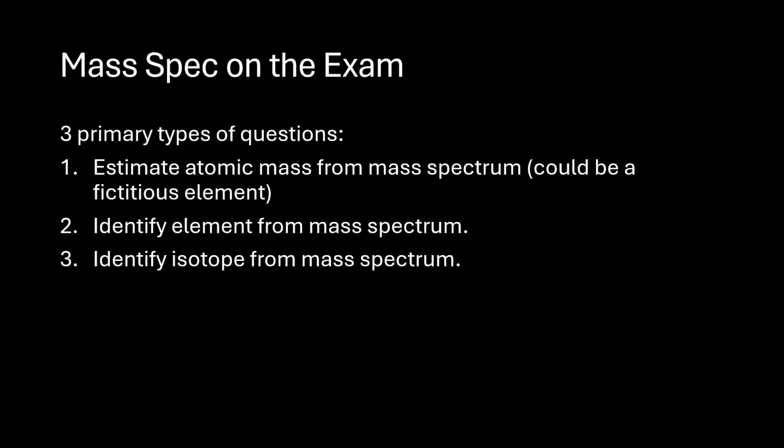And so on the exam, you could have three different types of problems. You could have one, estimate the atomic mass from a mass spectra. This could be a real element. It could be a fictitious element. So you're just calculating it like we just did. Two, you'd need to identify the element from the mass spectra. I'm going to show you how to do that. And then three, you could have to identify the isotope from the mass spectra and say maybe calculate how many neutrons are in that specific isotope. And so we're going to go over each of these three different types of problems.